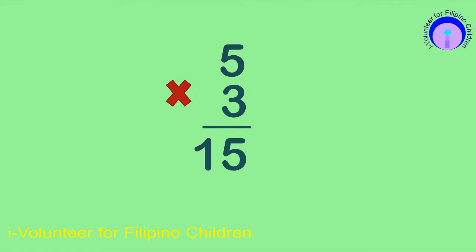5 times 3 is equal to 15. 9 times 3 is equal to 27. 9 times 8 is equal to 72.